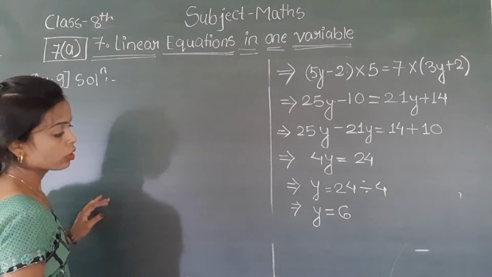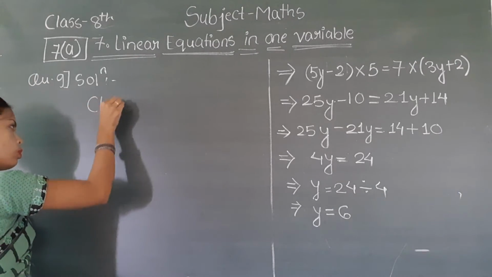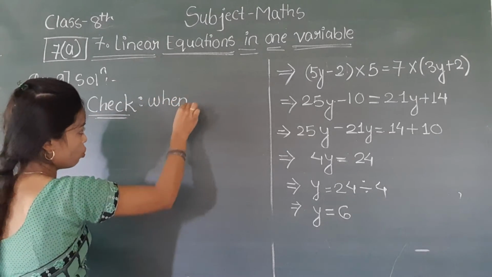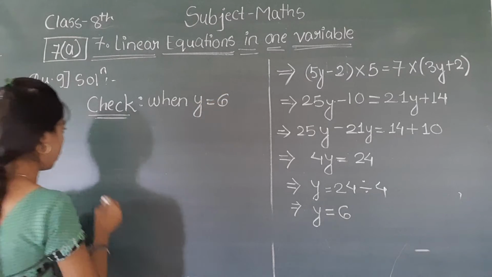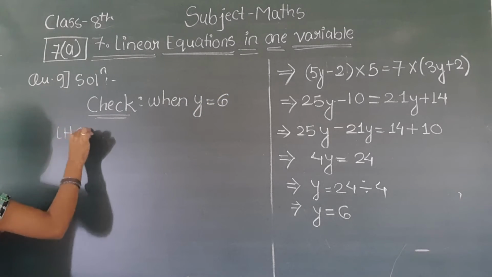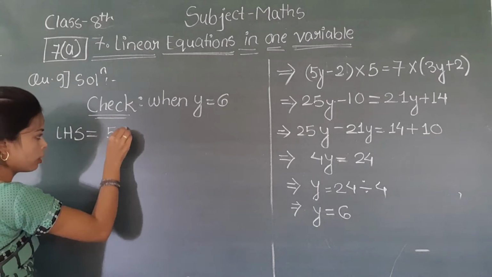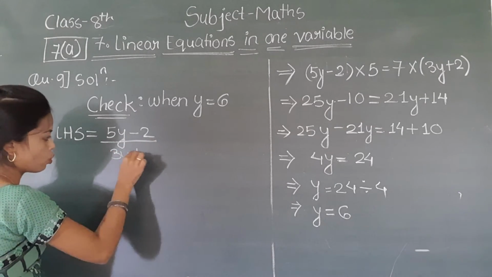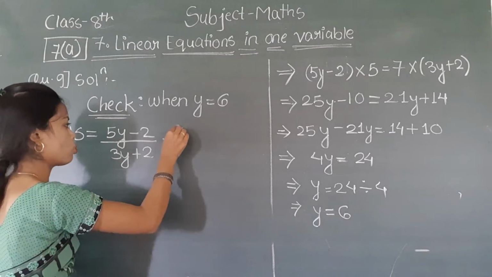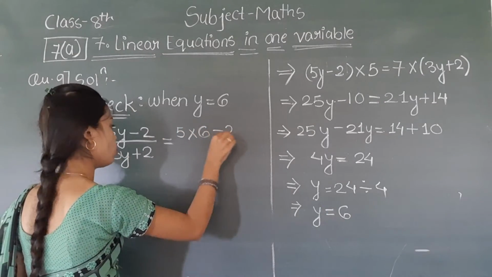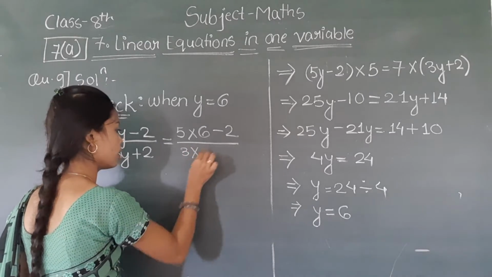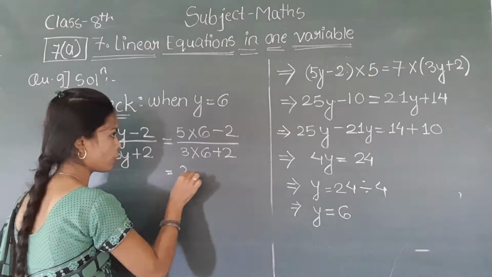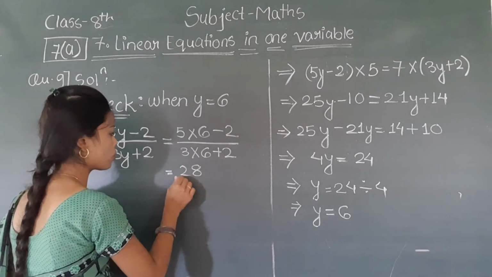Now check when y is equal to 6. So LHS is equal to (5y minus 2) upon (3y plus 2). It will become (5 into 6 minus 2) upon (3 into 6 plus 2). So 5 sixes are 30 minus 2 is 28, and 3 into 6 is 18 plus 2 is 20.